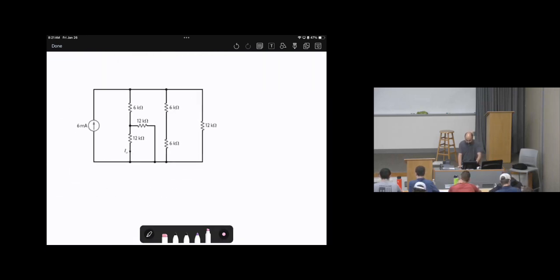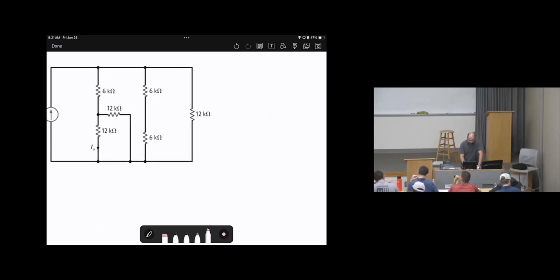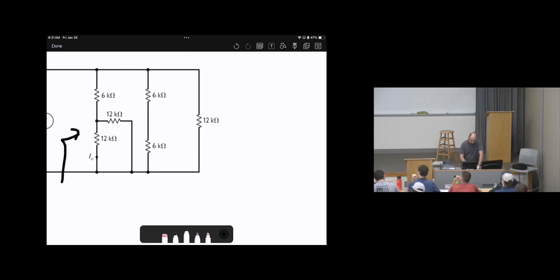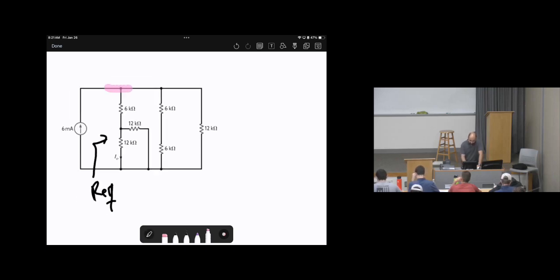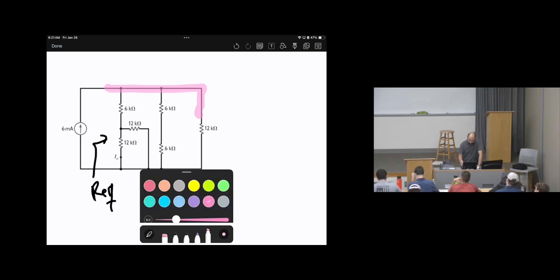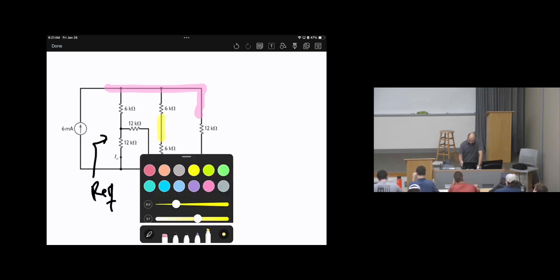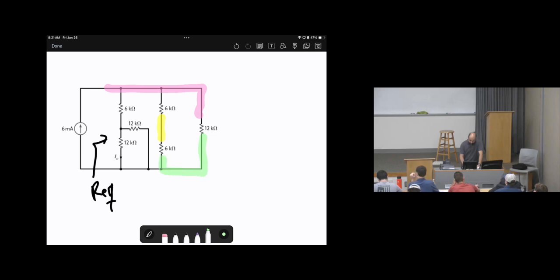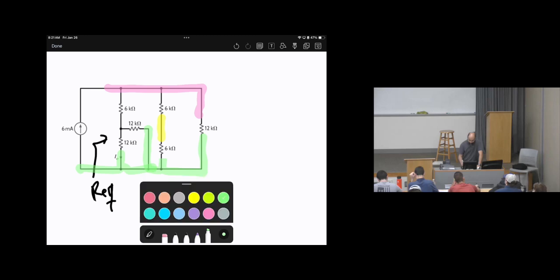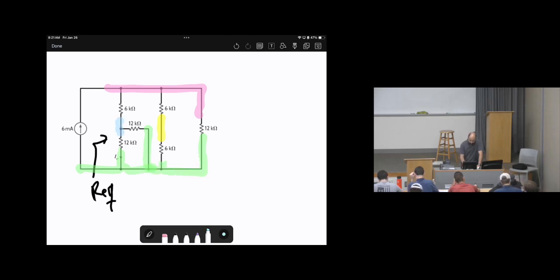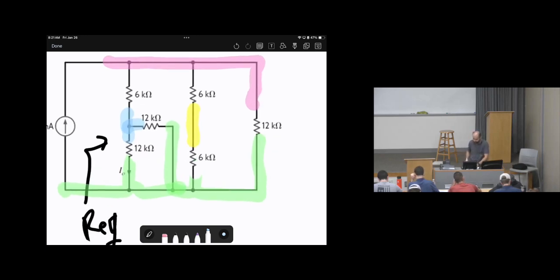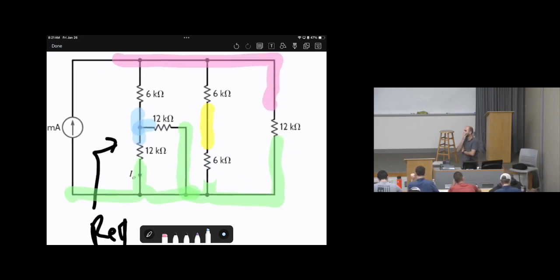Let's do it. We need to calculate R equivalent here. Let's label the nodes. This is a node. This is a node. This is a node. And there is a node. Okay. Now, is there any simplification that I can do with this circuit? The right side. Yes. So what do we have?